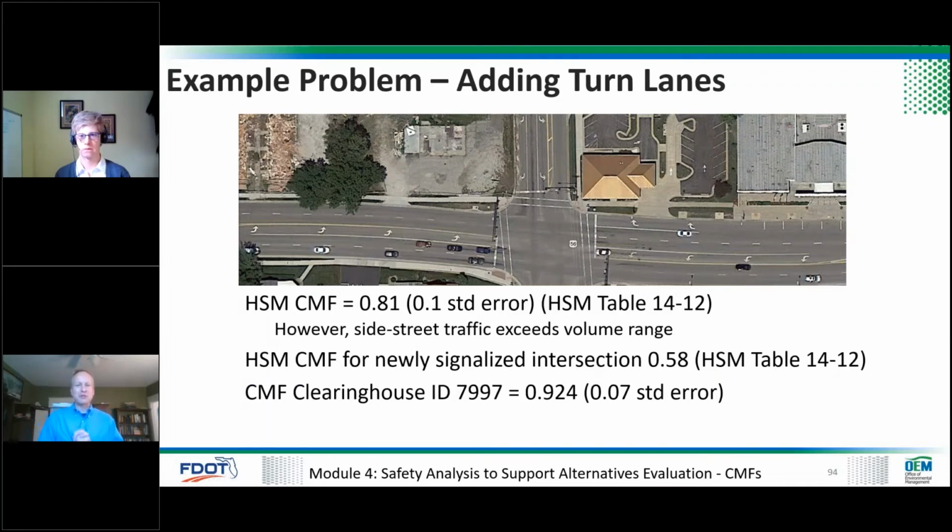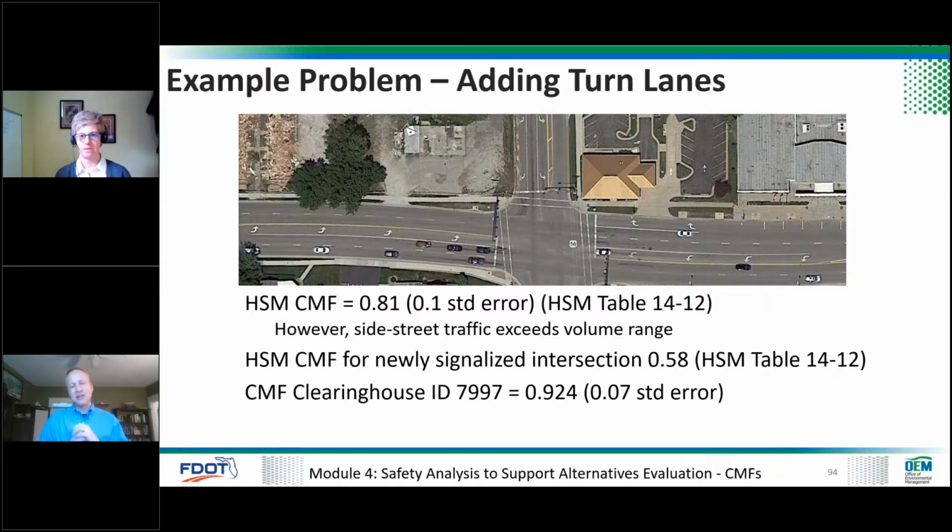Or whatever the case may be. So we open up the HSM, we look on the clearinghouse, kind of do the things that Beth talked about, and what we come across is the HSM has a CMF of 0.81 for situations like this. However, and I forgot I had this on the slide, but the side street traffic exceeds the volume range. You know, it's never simple.